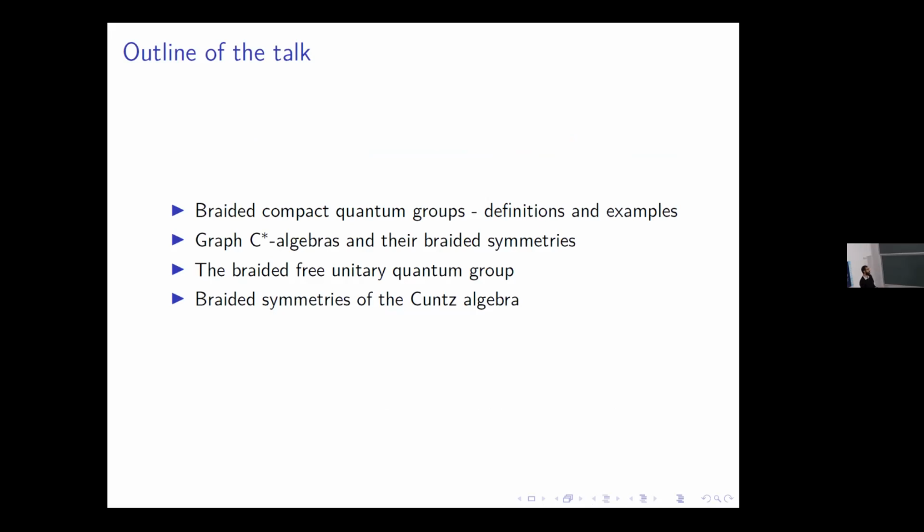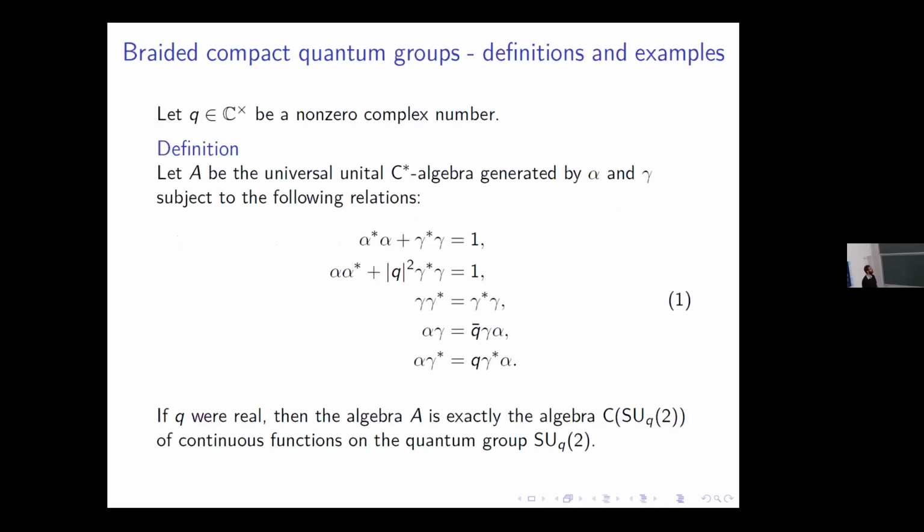Then I'll give another example of a braided compact quantum group, which is called the braided free unitary quantum group, and then finally compute what we mean by the braided symmetries of the example graph algebra. So it will use the previous example to reconstruct the braided free unitary quantum group. Okay, that is more or less the outline.